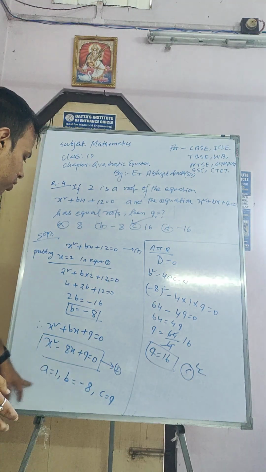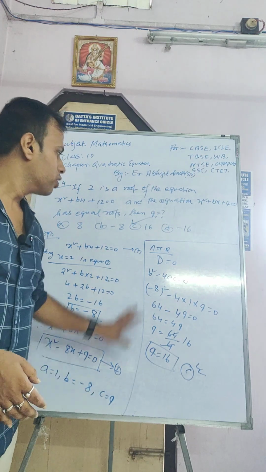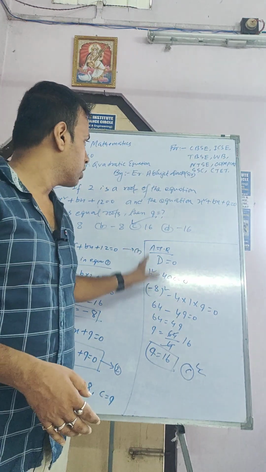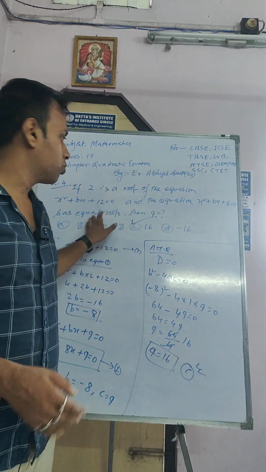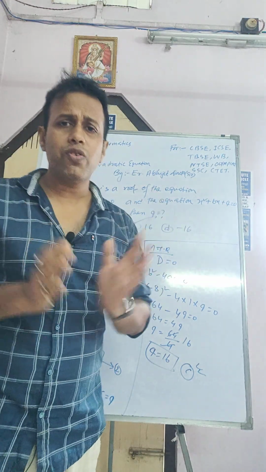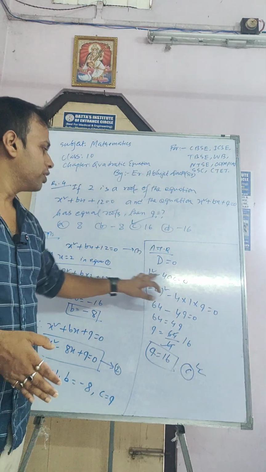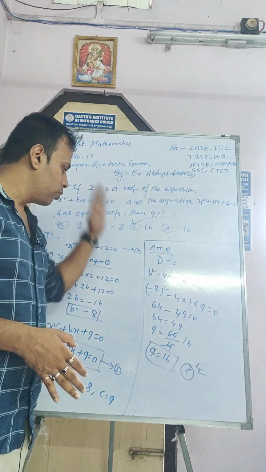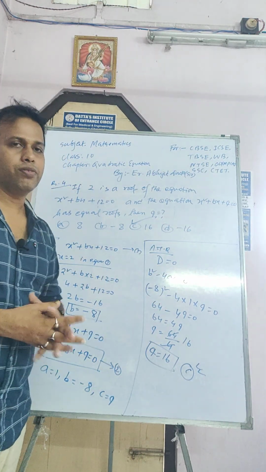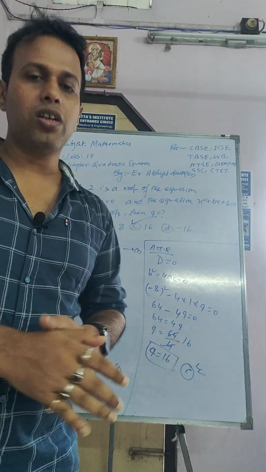So here a equal to 1, b equal to minus 8 and c equal to q. According to the question, the equation has equal roots. So for equal roots, the discriminant D must be 0. So b square minus 4ac is equal to 0. I put all the values and from that we find that q is 16. Option C is the correct answer.